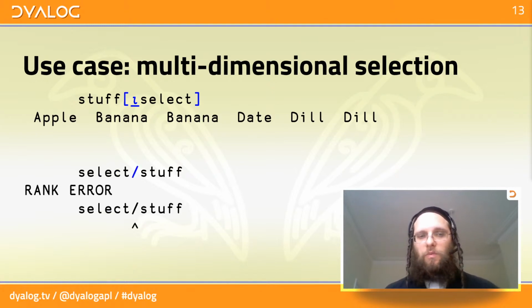But you can't do this with replicate. So this is an example where where combined with indexing does something that replicate can't do, because replicate requires a vector left argument.